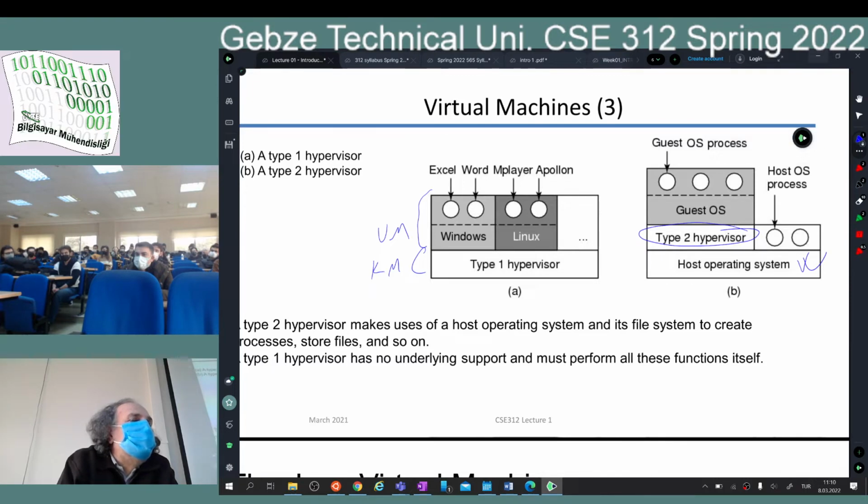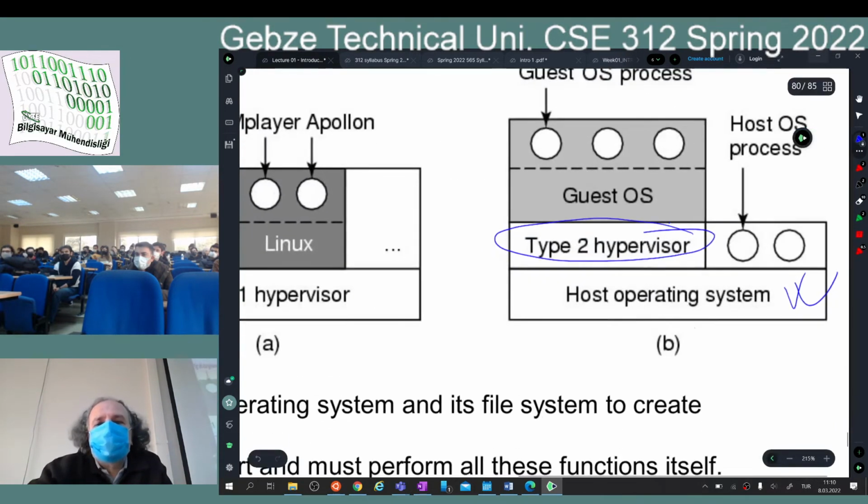Yeah. When guest operating system creates a trap and sends it to the type 2 hypervisor. You are talking about this one? Yeah, type 2 hypervisor. The guest operating system produces a trap. This one handles it. Does the type 2 hypervisor directly pass it to the bare hardware or the host operating system? Well, this one translates it to host operating system requirements, host operating system system calls, and this one will handle it.